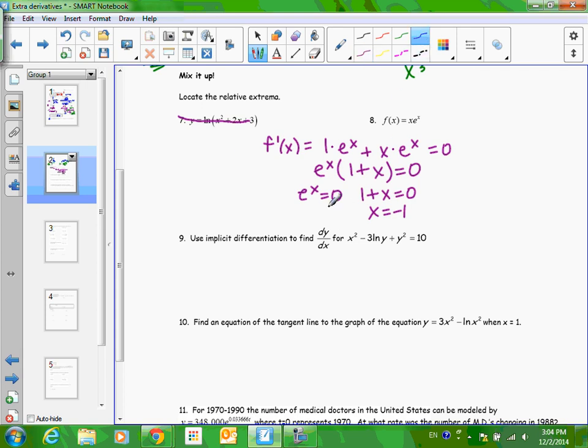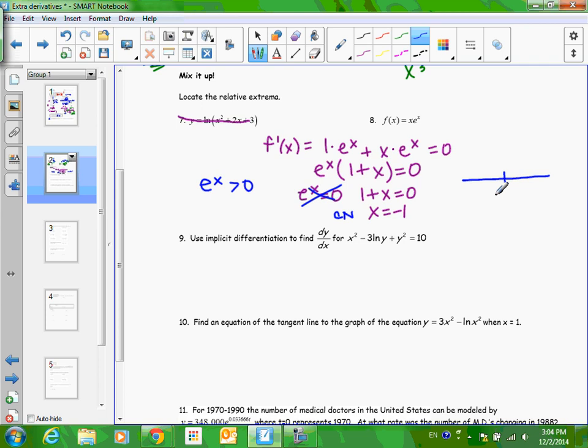Here's another thing to consider. e to the x is always positive. Always. It's never 0. It is never negative. Okay? Just like how I can only take natural log of positive numbers, e to the x is itself always a positive number. So if e to the x is always positive, it cannot be 0. All right, so I have one single critical number.